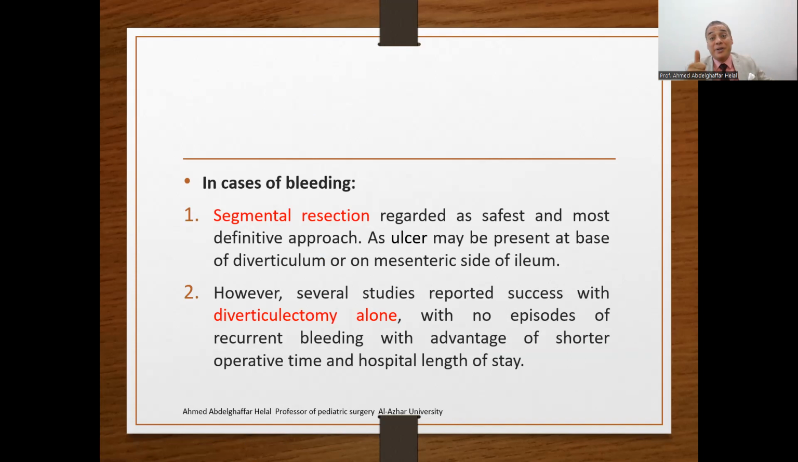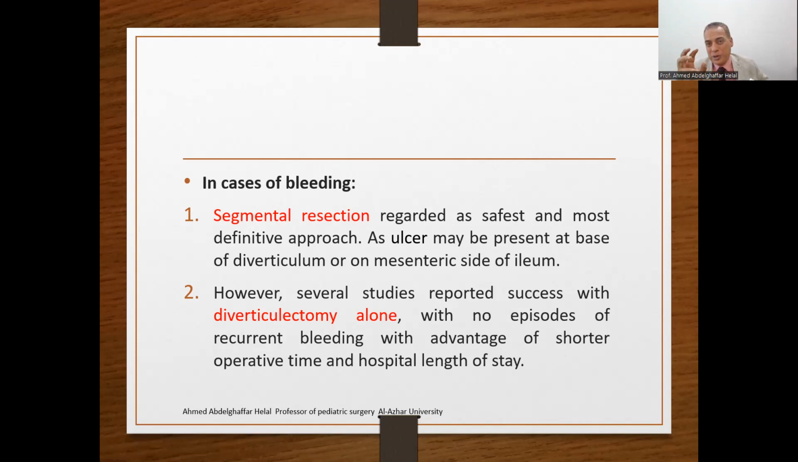However, several recent studies reported success with diverticulectomy alone, with no episode of recurrent bleeding, with the advantage of shorter operative time and shorter length of hospital stay.